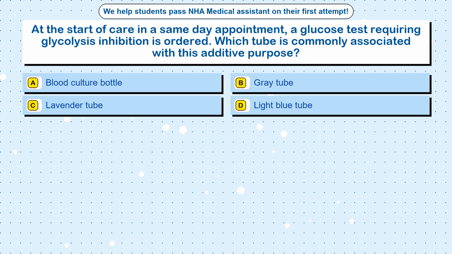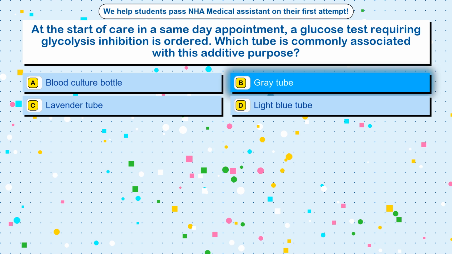Question 86. At the start of care in a same-day appointment, a glucose test requiring glycolysis inhibition is ordered. Which tube is commonly associated with this additive purpose? Option A. Blood culture bottle. Option B. Gray tube. Option C. Lavender tube. Option D. Light blue tube. The correct answer is option B, gray tube.